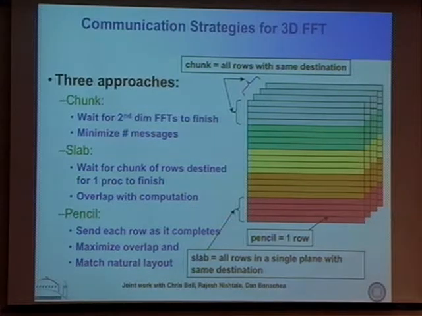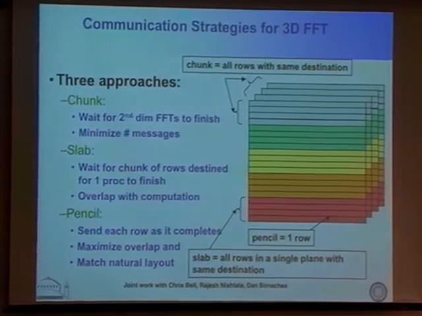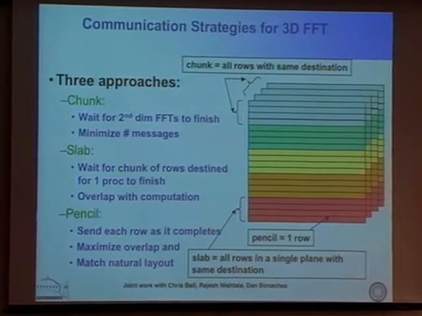So we looked at the one-sided and two-sided models for doing this FFT computation that includes the transpose, and we actually looked at 3 different algorithms. The first algorithm is called the chunk algorithm, and this is the sort of conventional MPI program, or good programming practice, which is to send as few messages as possible and to make them as large as possible.